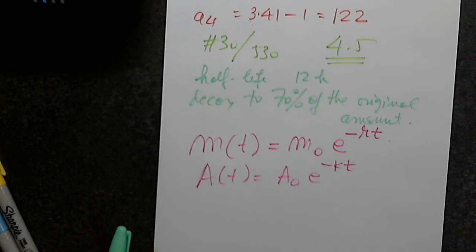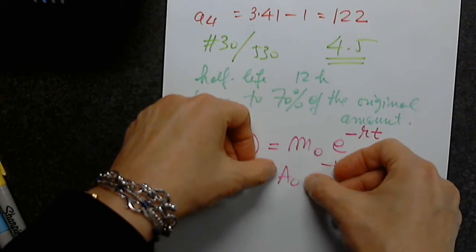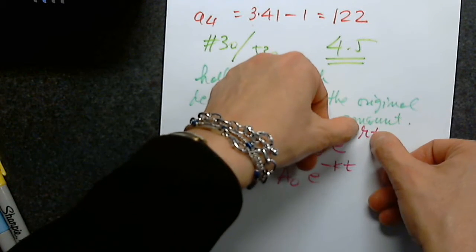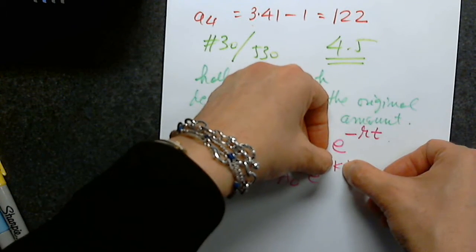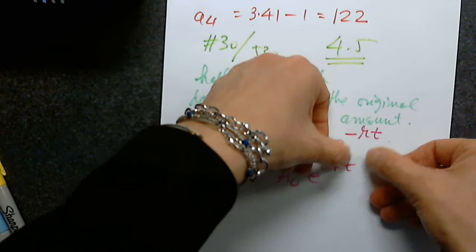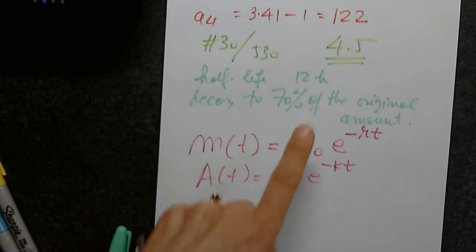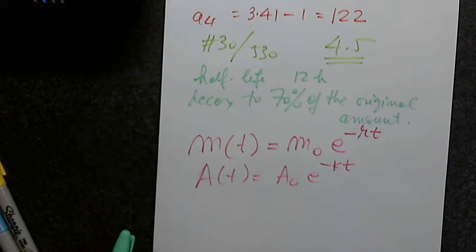It's the same model. m0 has the same significance, is the initial value. r has the same significance, is the radioactive decay rate. t has the same significance, is time. In this case, time in hours. Okay.